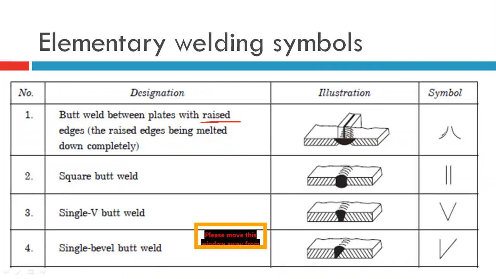And what should the symbol be? This is the symbol given. They are showing the raised edge like this. The raised edges are shown here itself. The symbol should be these lines. So you should know that. So this is your first welding symbol, that is, your butt weld between the two plates with a raised edge.